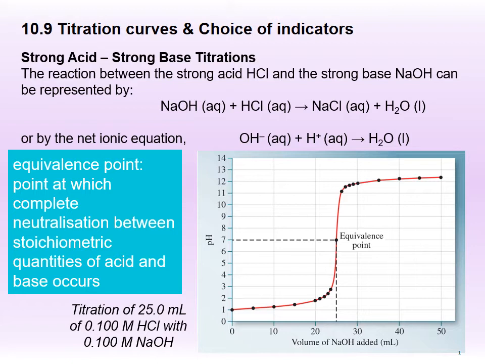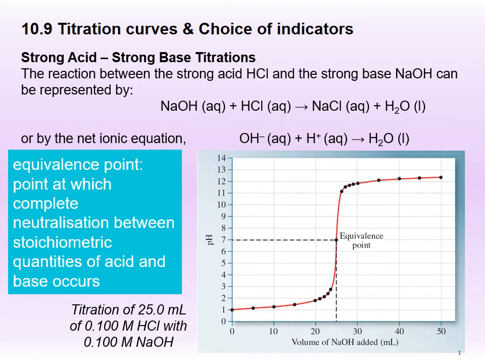The titration curve shown here is a plot of pH against volume of NaOH. It shows changes that occur when 25.0 mL of 0.100 M HCl is titrated against 0.100 M NaOH. At the start, the pH of 1 is low. As titration progresses, the pH increases slowly.